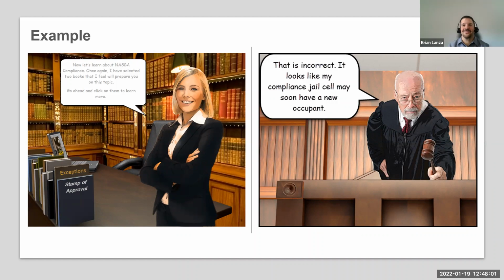All right, so this is an example of the course that we talked about. So we are in the law library here. You're probably thinking at this point, well, this is great, all these great concepts, but what does it look like in practice? So this is what something like this could look like.